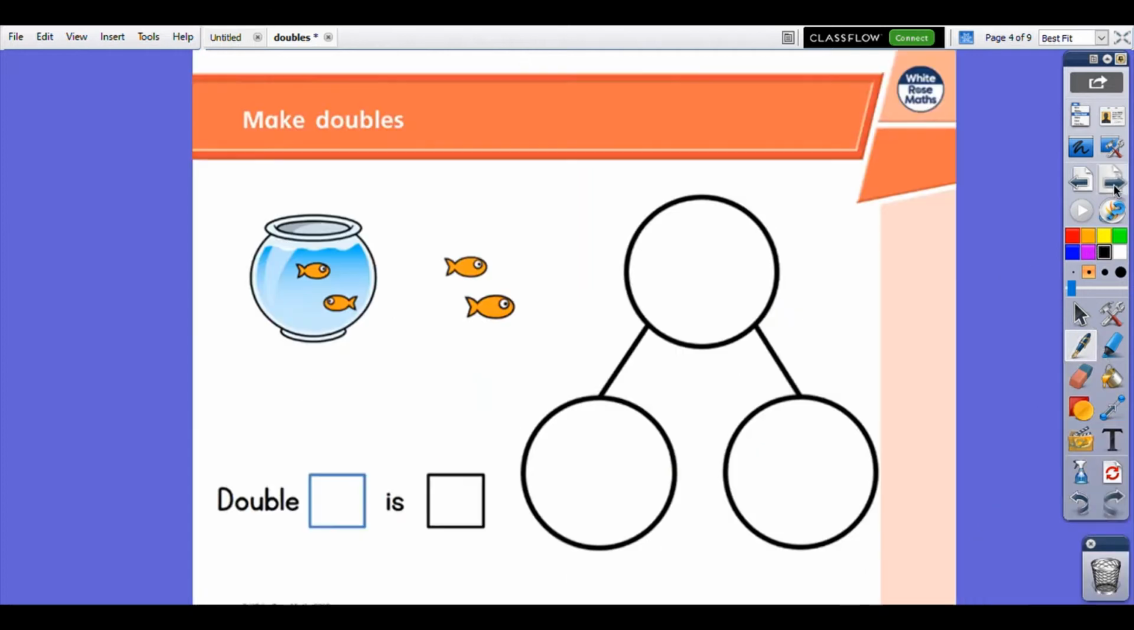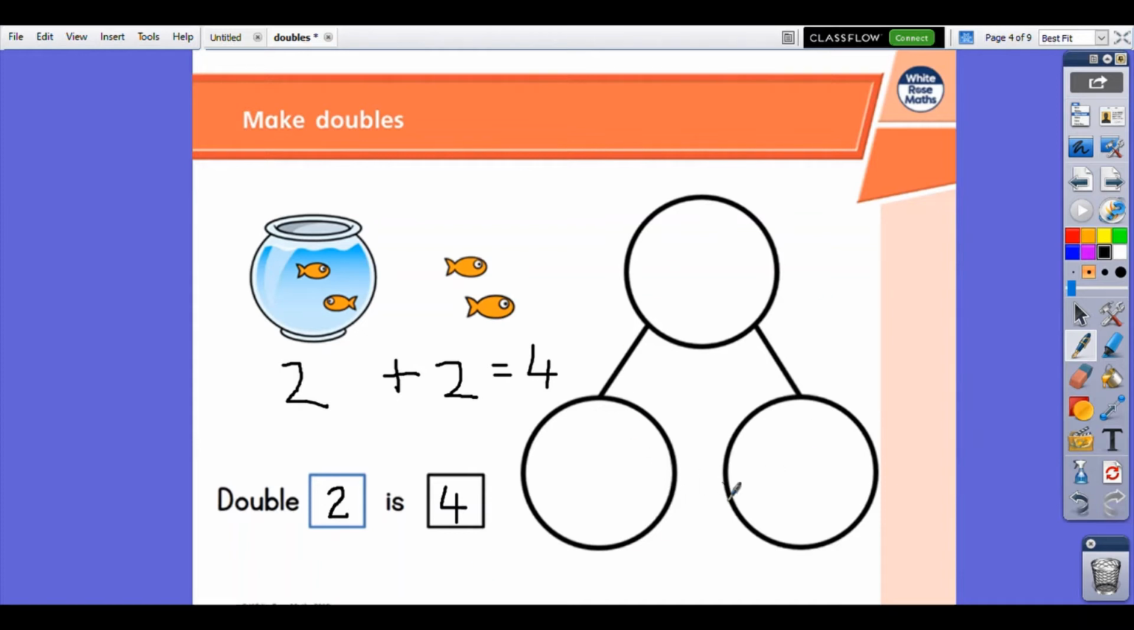Right, thank you. Now there's lots of different ways of writing doubles. Over here I have got my goldfish. I've got 2 goldfish in my bowl and I doubled it by adding another 2. So I could say double 2, 2, add 2. And I could say how many I have altogether. 1, 2, 3, 4. So I could say double 2 is 4. And that would be correct.